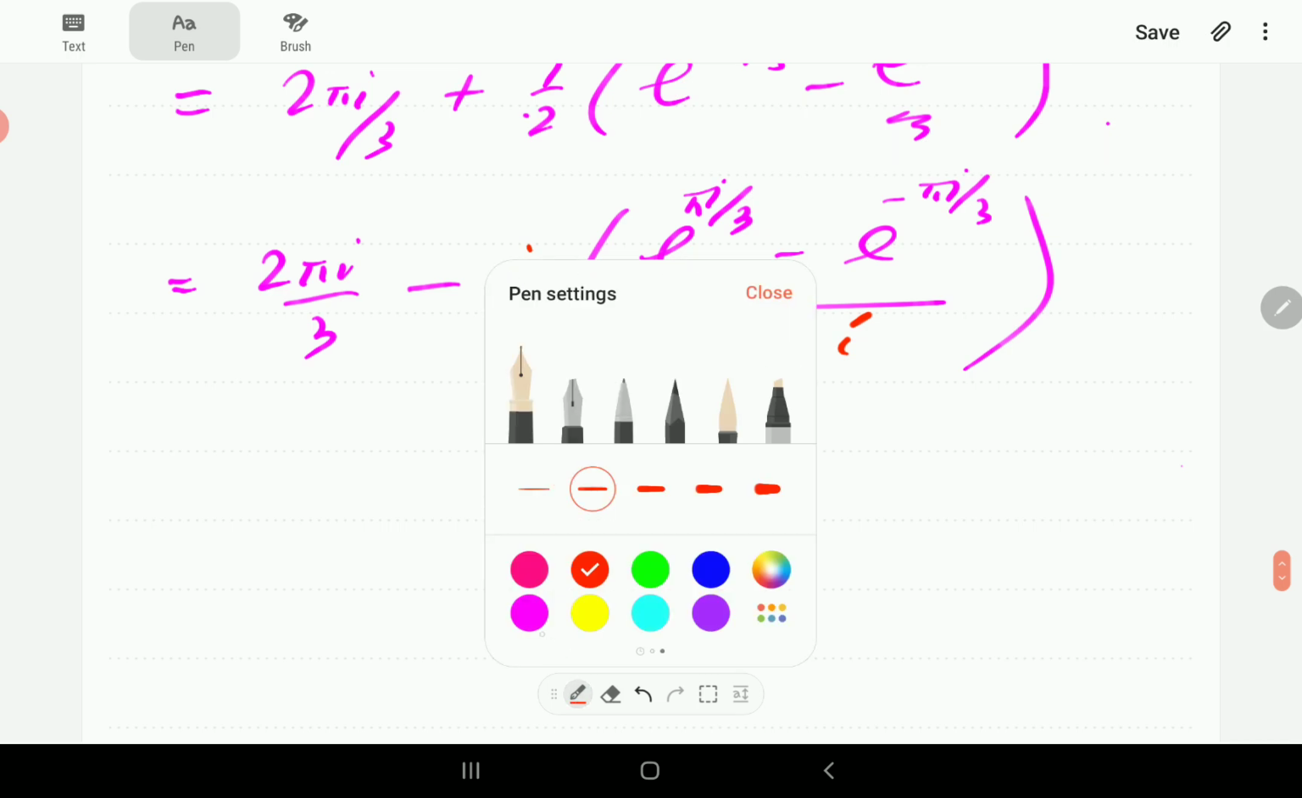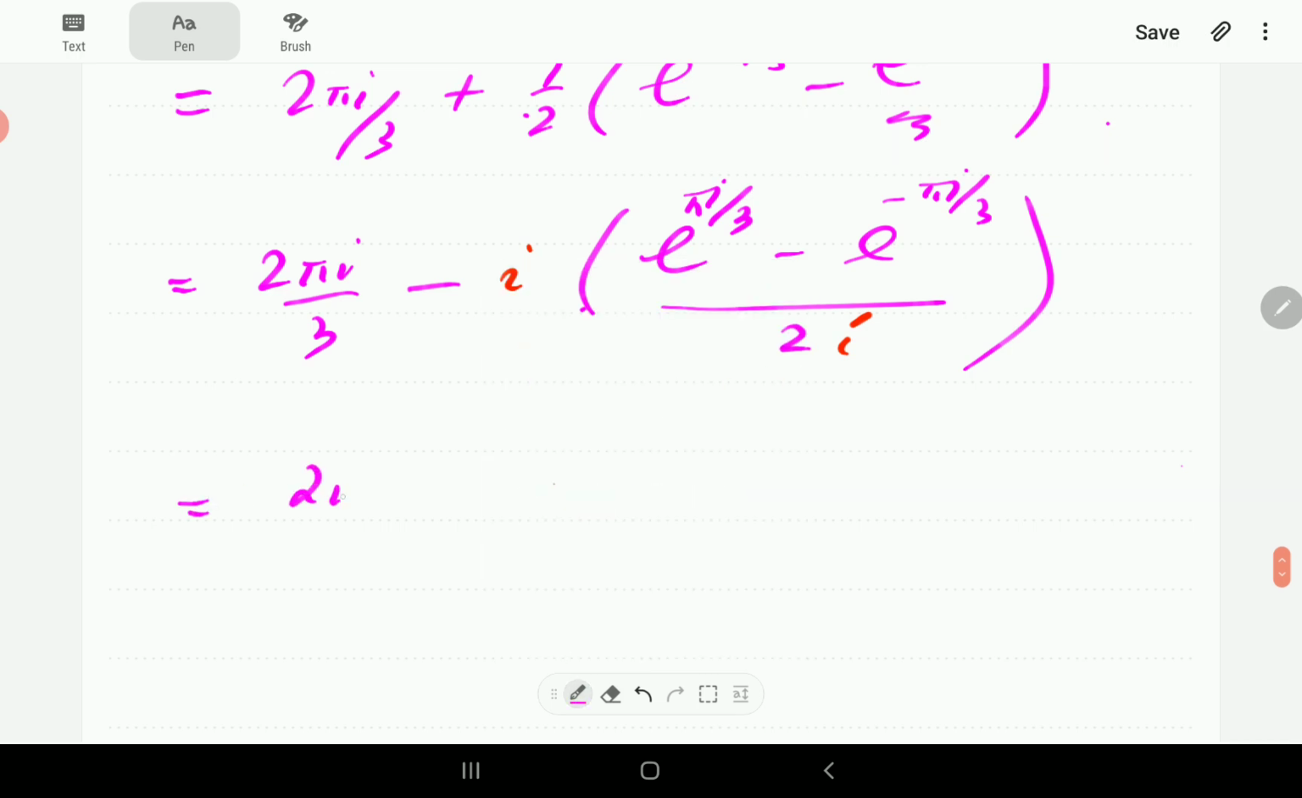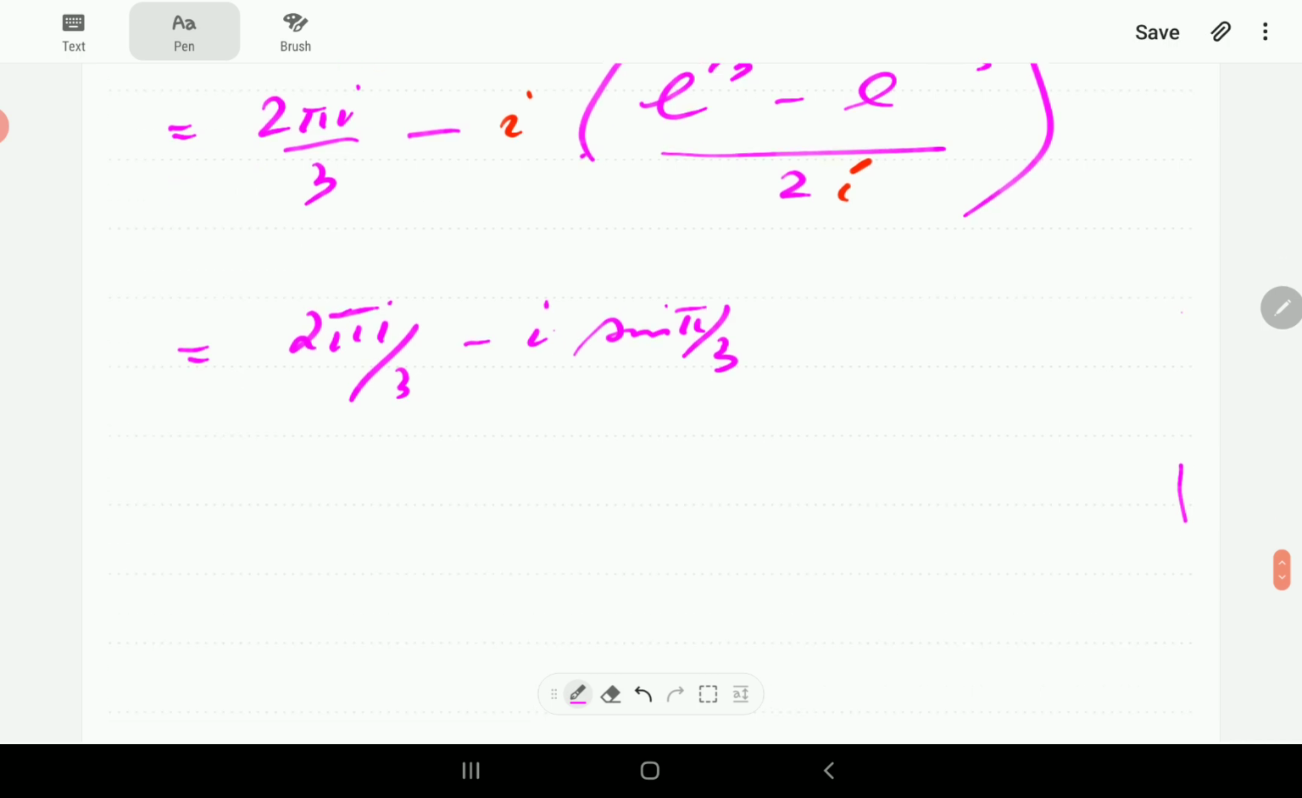So this is now 2 pi i over 3 minus i sine pi over 3. Sine pi over 3 is just root 3 over 2. So it's going to be 2 pi i over 3 minus i root 3 over 2. So that's going to be the value of that integral there.